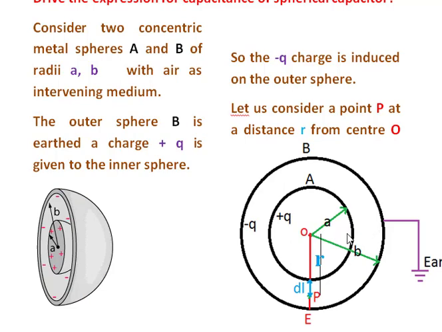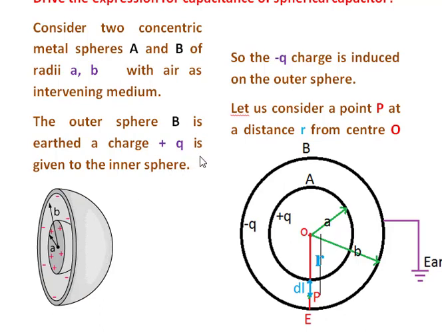There is an air medium between these two spheres. It is free space, and in this free space the air is present. The permittivity of the air is epsilon naught. The outer sphere B is earthed. This outer sphere is earthed.